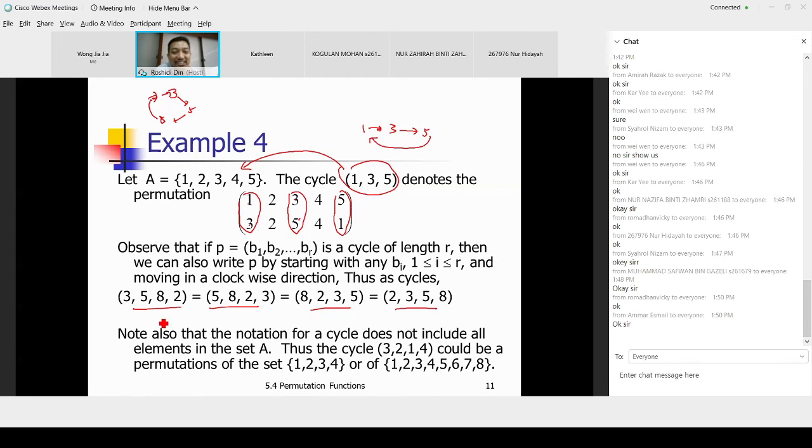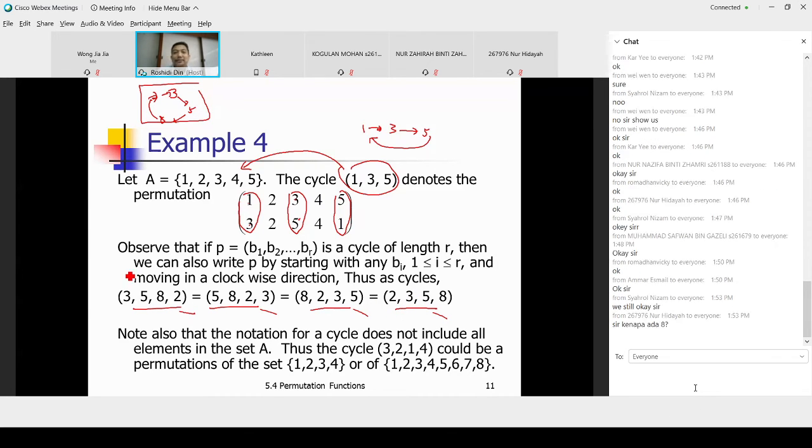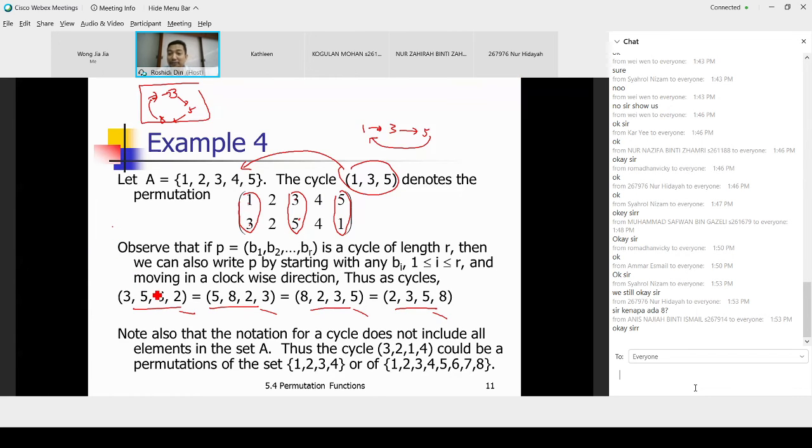Okay, so if we have this cycle, we can represent it either through this representation or this one. Okay, class? Class, are you okay? Cik Nazifah, okay? Class? We are still okay, good. I need a response from everybody.